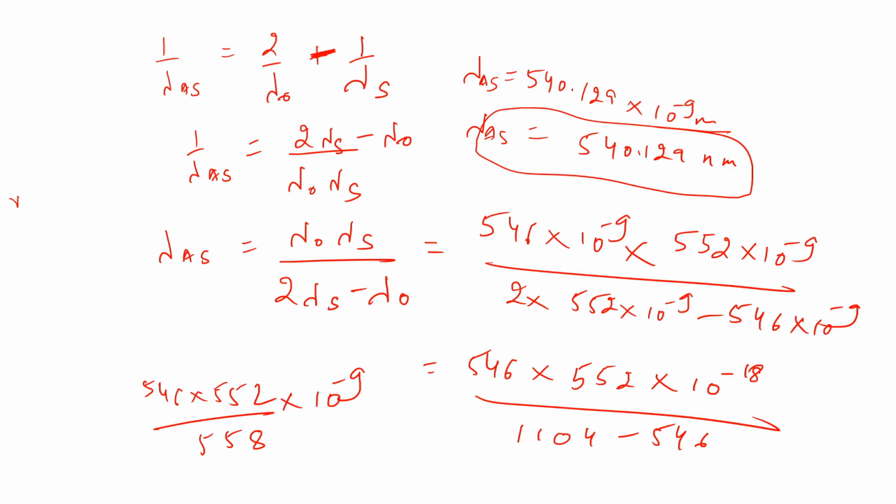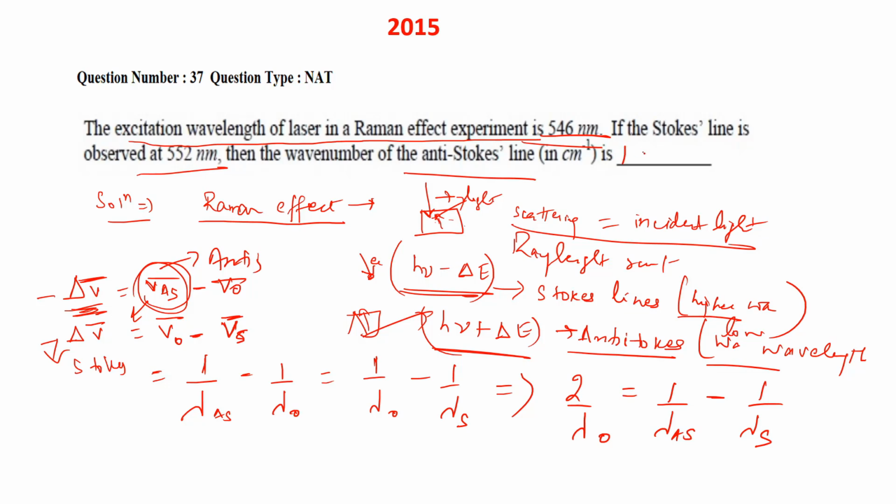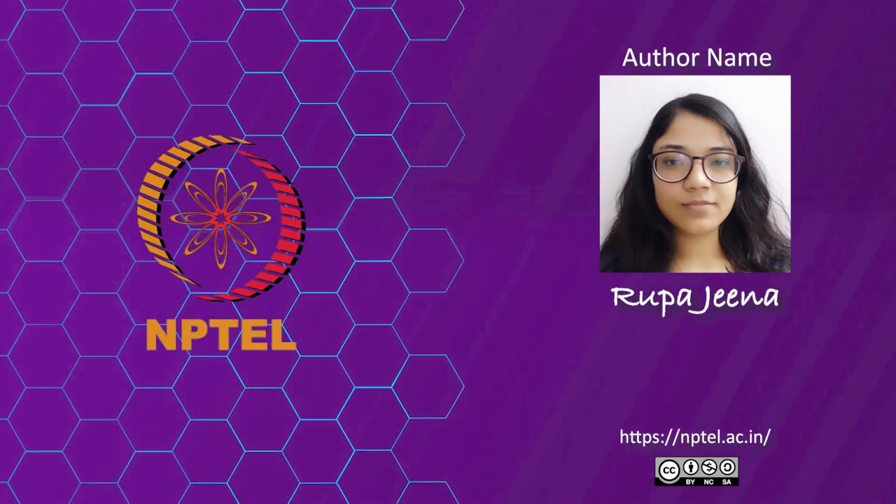Now to find the wave number, it is just the reciprocal of wavelength. So it is 1 divided by 540.129 nanometer. If you solve this, I'm directly writing the answer, it will become 18514 centimeter inverse. 18514 will be the answer. Thank you.